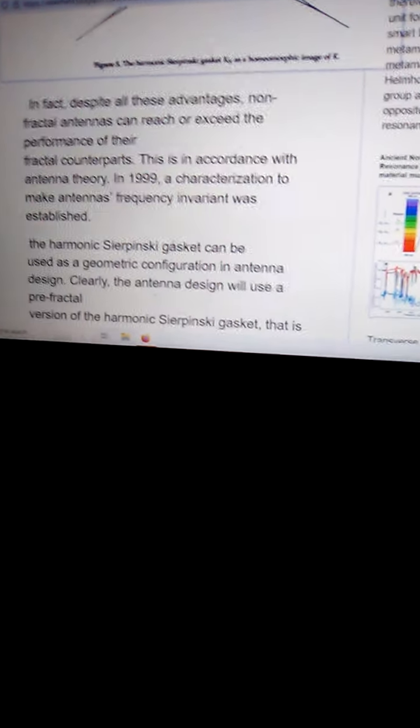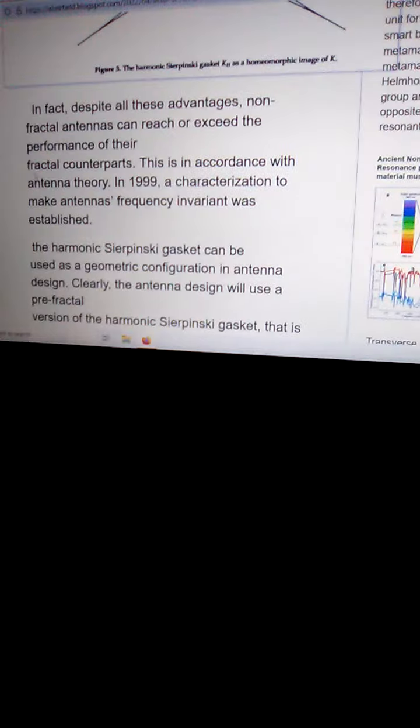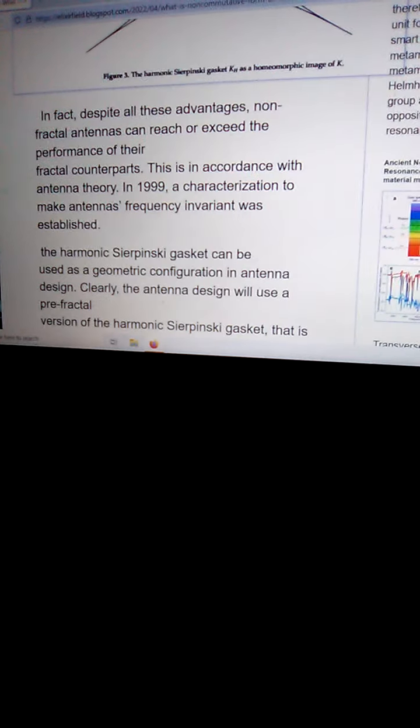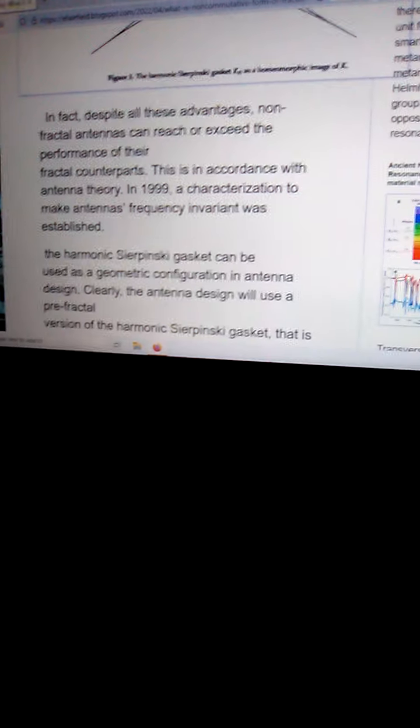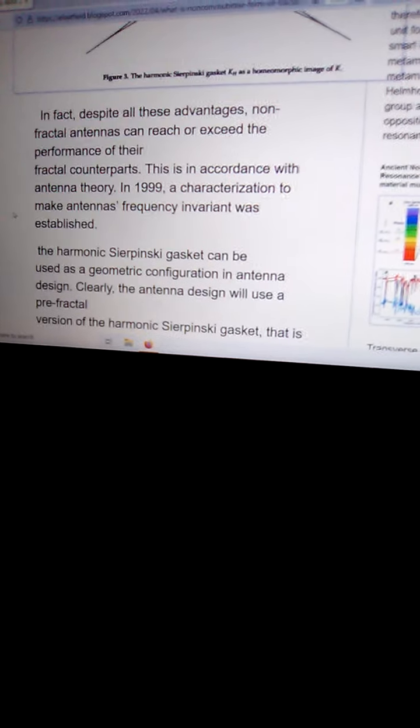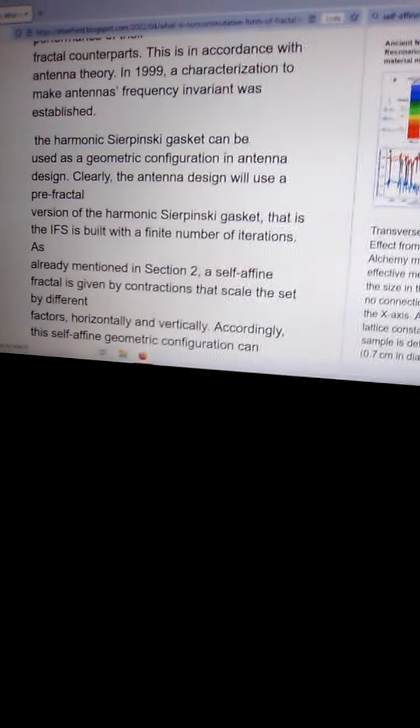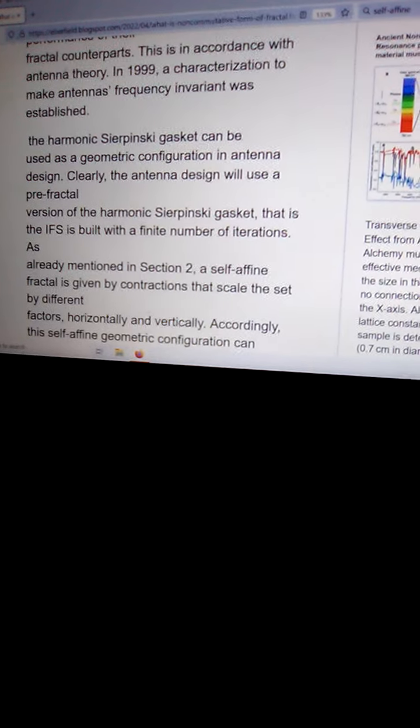That's a metamaterial. And right now the fractal antennas are all the rage. But in fact, as they point out, because the fractal is self-similar, you can't maintain an independent frequency, and so they're not as efficient as a non-fractal antenna. So if you use the truth of reality as the harmonic, non-commutative Sierpinski gasket, then you can have the advantage of a fractal antenna that people are all interested in, but it's not actually fractal.